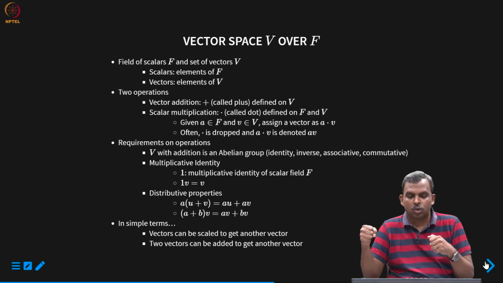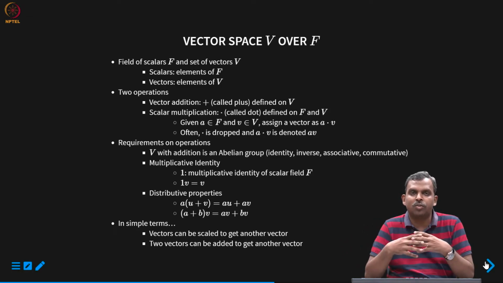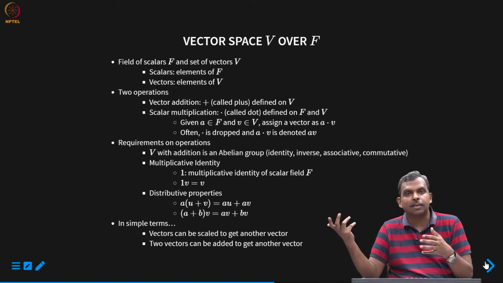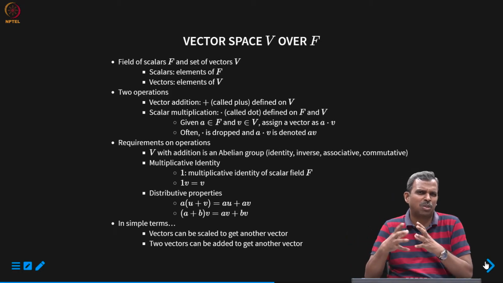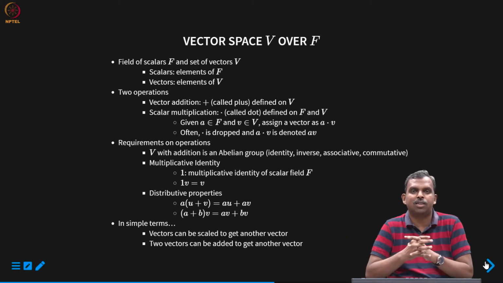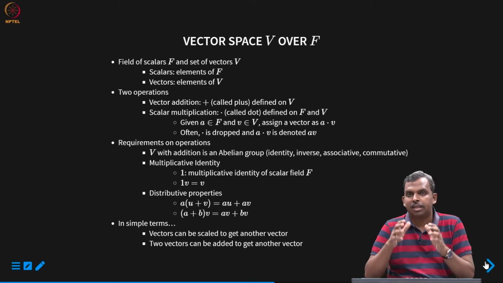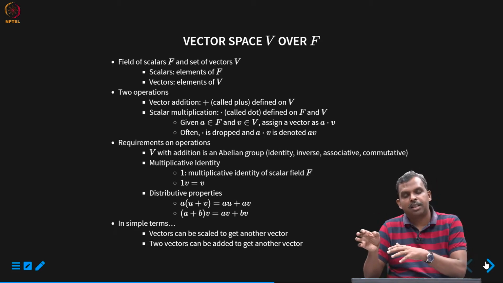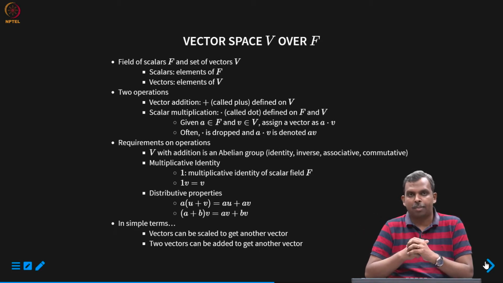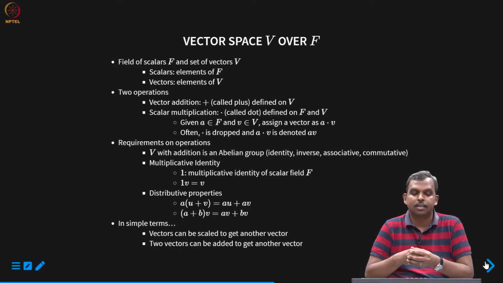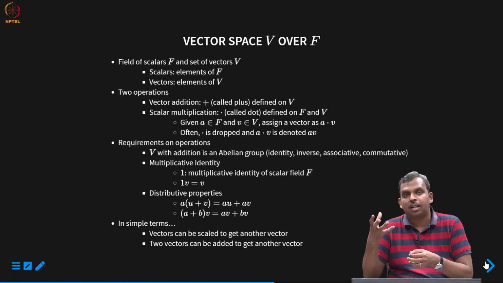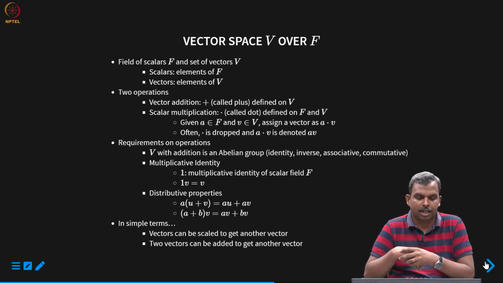The usual fields we consider in this course will be the real field and the complex field, but it turns out there are many more fields and you can define vector spaces over any field. But that is not too much of a concern for us. We will restrict our fields to real numbers and complex numbers. We will think of vector spaces over the real field and over the complex field. The elements of the field F are called scalars. The elements of the set V are called vectors. That is the parlance.